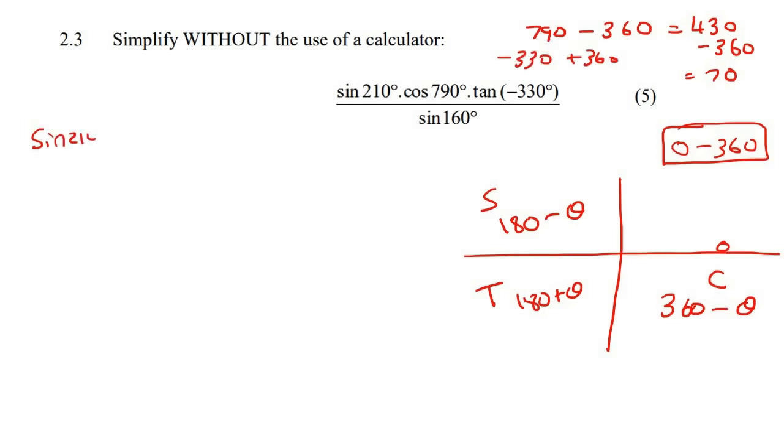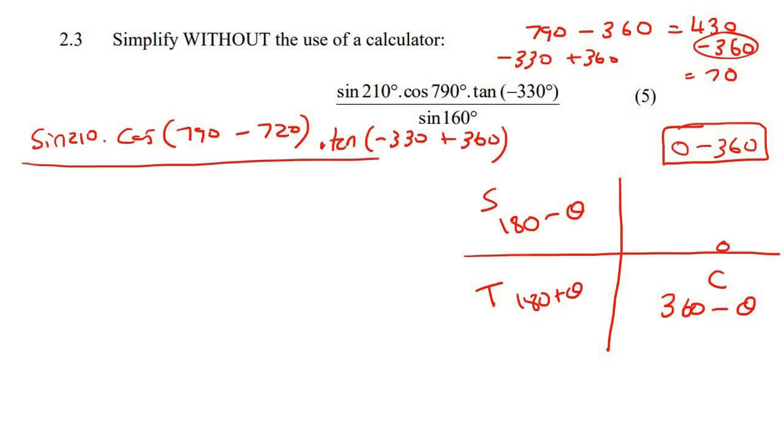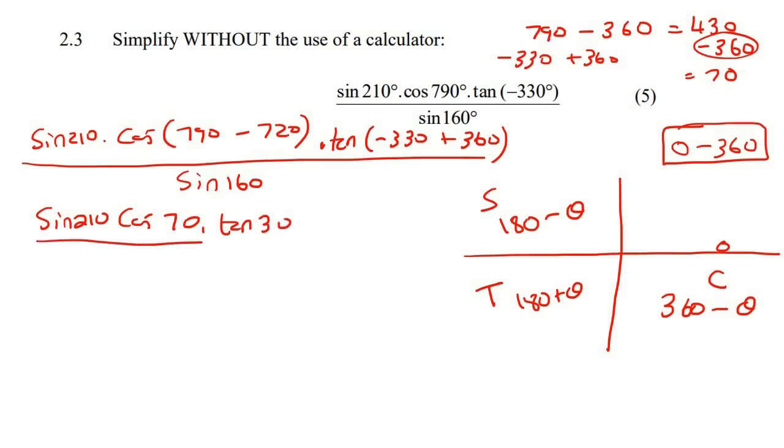Sin of 210 times cos of 790 minus 720, because I said minus 360 twice, and that's 720. This one is minus 330 plus 360, over the sin of 160. So that becomes sin of 210, cos of 70, tan of 30 over sin 160. Okay, now everything is between 0 and 360.